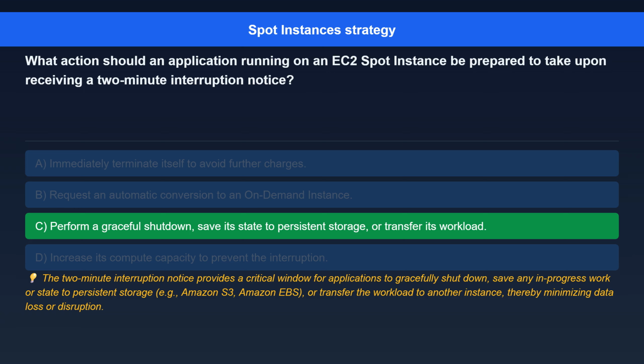The correct answer is perform a graceful shutdown, save its state to persistent storage, or transfer its workload. Here's the explanation. The 2-minute interruption notice provides a critical window for applications to gracefully shut down, save any in-progress work or state to persistent storage, e.g. Amazon S3, Amazon EBS, or transfer the workload to another instance, thereby minimizing data loss or disruption.